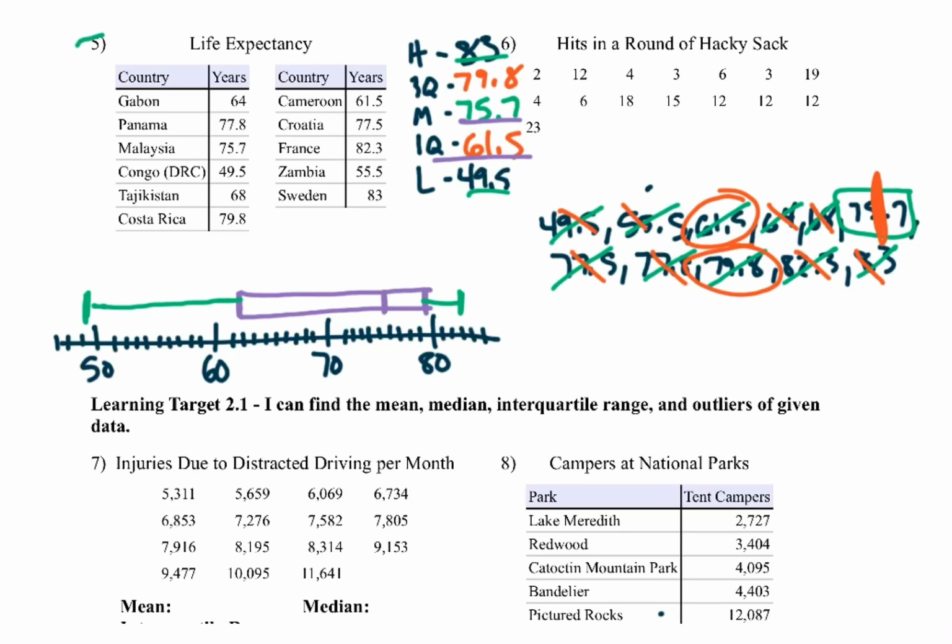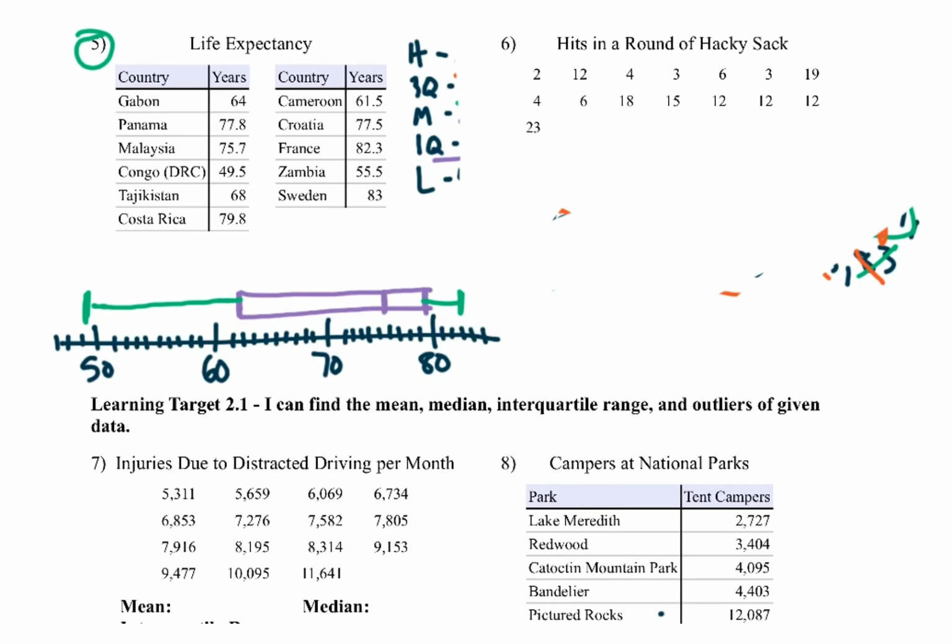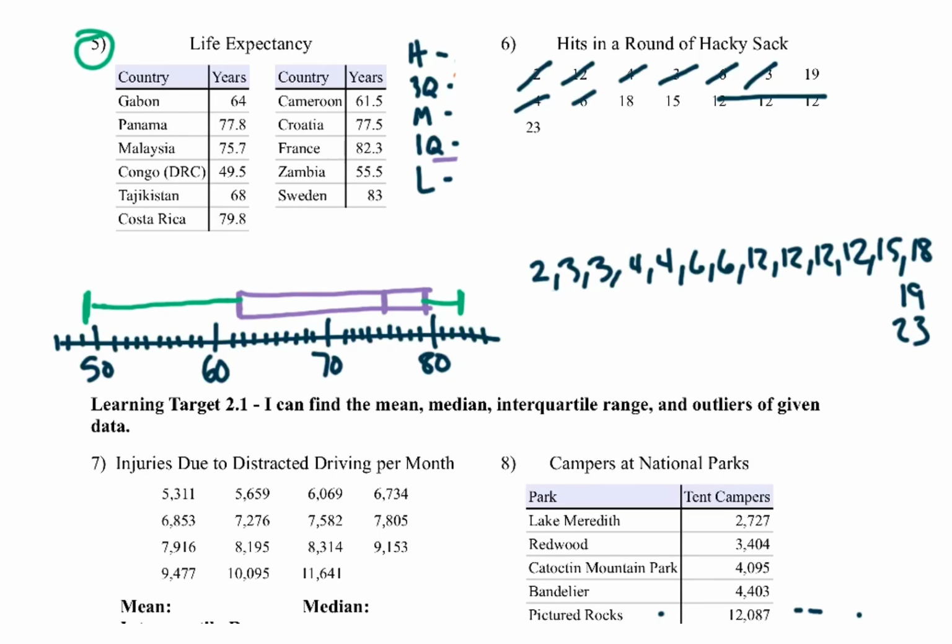I think we'll do this one in the calculator too to see an example of it in the calculator. Okay, let's do the other one now. So first thing I need to do is get my data in order. Okay, so there's my data in order. So my lowest is 2, highest is 23.